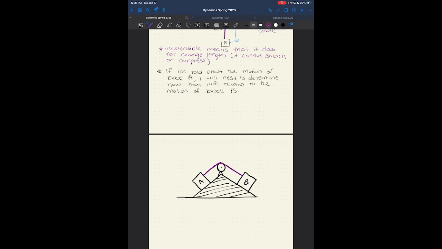And in this case, Samuel, tell me again, if I know about block A, is the motion of block B necessarily exactly opposite? No. However, if block A moves up and to the right, block B moves down and to the right. Okay, so they're still very related. And in fact, we can write a differential equation that relates the two movements, and we'll learn how to do that.